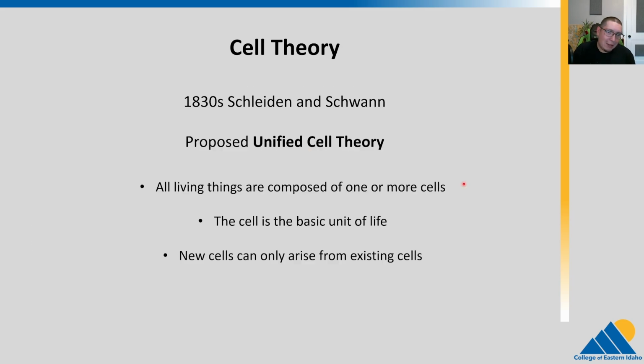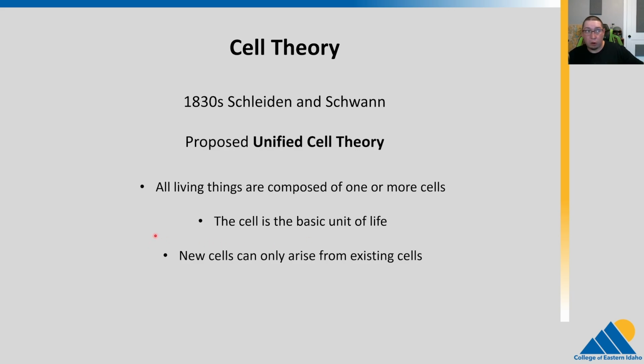Moving on. In the 1830s, so almost 200 years later, we finally have this kind of unified cell theory that gets proposed by two people, Schleiden and Schwann. One of them was a plant biologist, one of them was an animal biologist. They went kind of like, hey, I see cells in my plants, and the other guy's like, I see cells in my animals. Maybe all life is made up of cells, and that is our unified cell theory. All living things are composed of one or more cells. The cell is the basic unit of life, and new cells can only arise from existing cells.